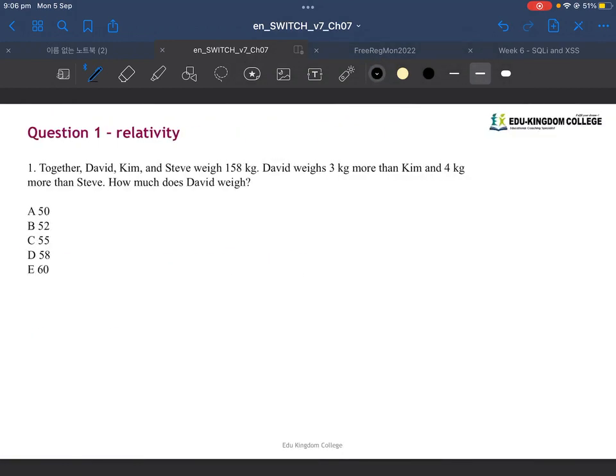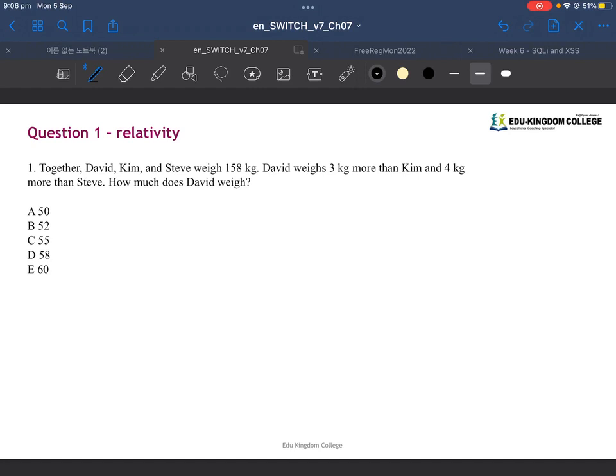Question number 1. Together, David, Kim, and Steve weigh 158 kilograms. David weighs 3 kilograms more than Kim and 4 kilograms more than Steve. How much does David weigh?